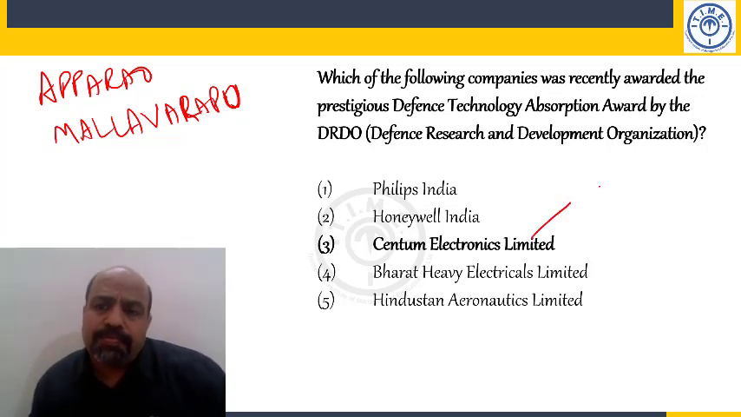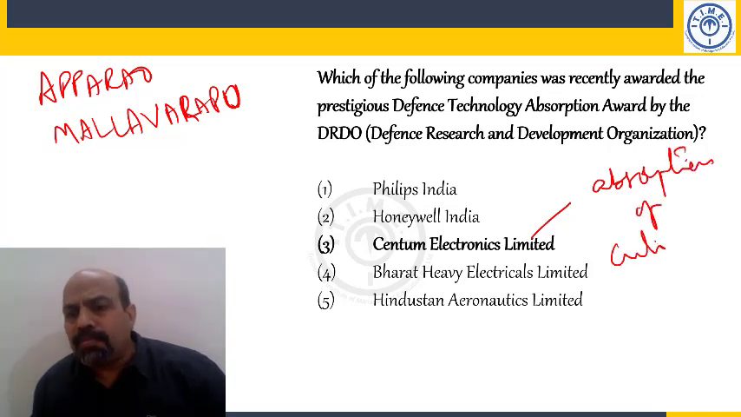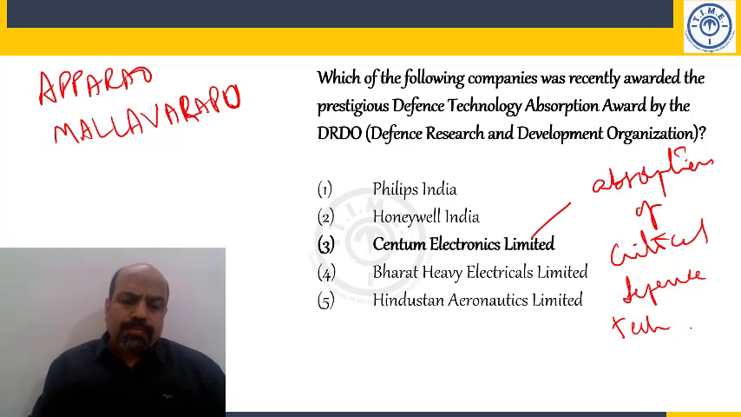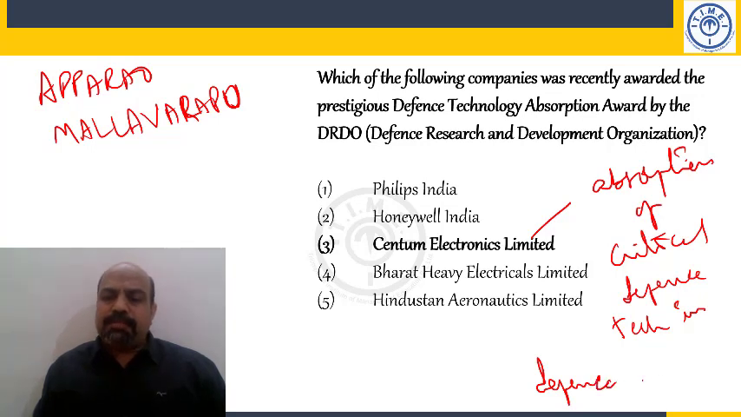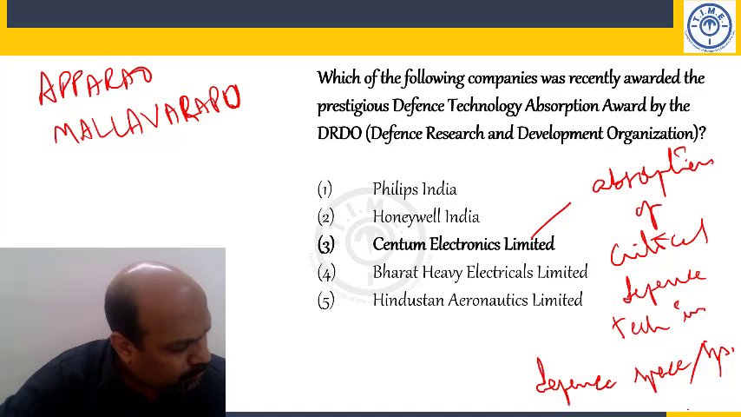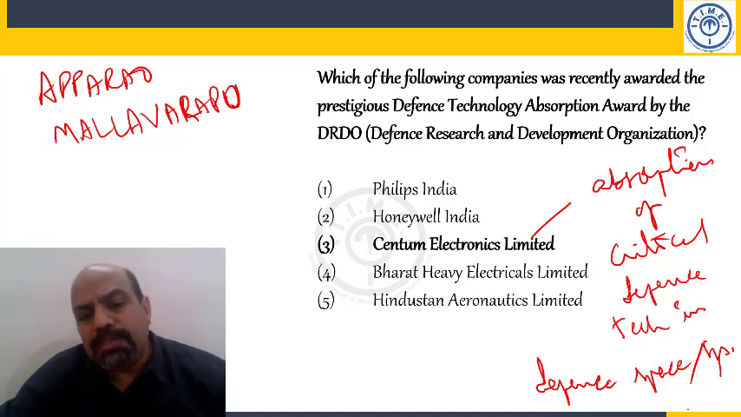For absorption of critical defense technology in defense space systems. This is important. Defense space systems.